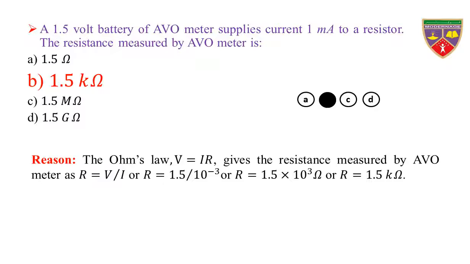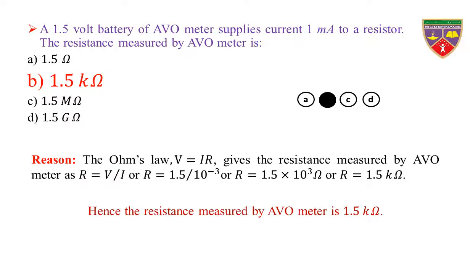Reason: the Ohm's law V is equal to IR gives the resistance measured by ammeter as R is equal to V divided by I, R is equal to 1.5 divided by 10 power minus 3, R is equal to 1.5 into 10 power 3 ohms. We can write R is equal to 1.5 kilo ohms. Hence, the resistance measured by ammeter is 1.5 kilo ohms.